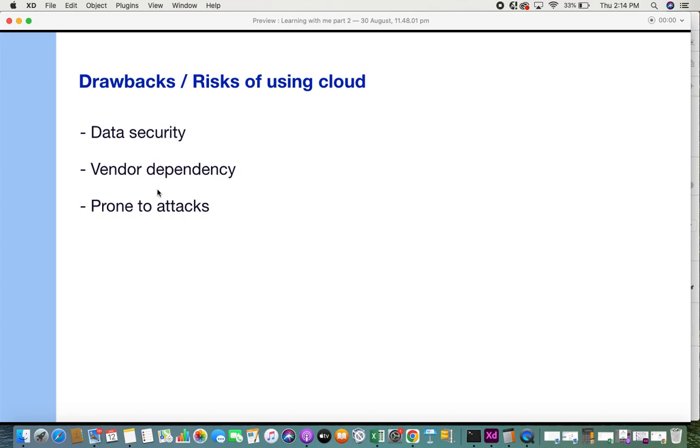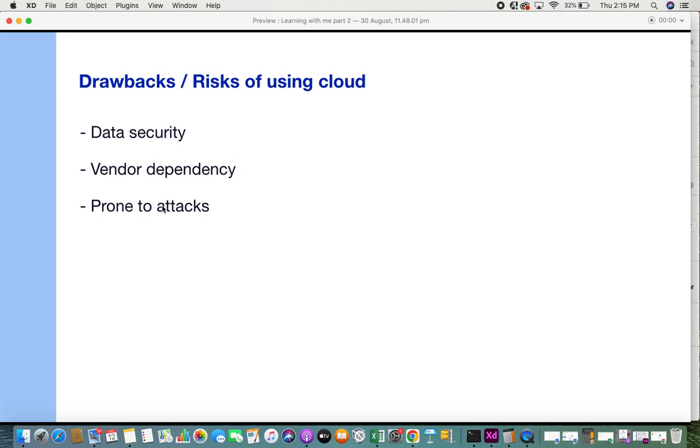Also vendor dependency. Now you're depending on the vendor for your resources. It's not good to always have one single vendor on which you are dependent. It's good to have multiple vendors, because vendors provision resources for multiple applications. So in case one vendor goes down, you always have other vendors to support your demands and needs.